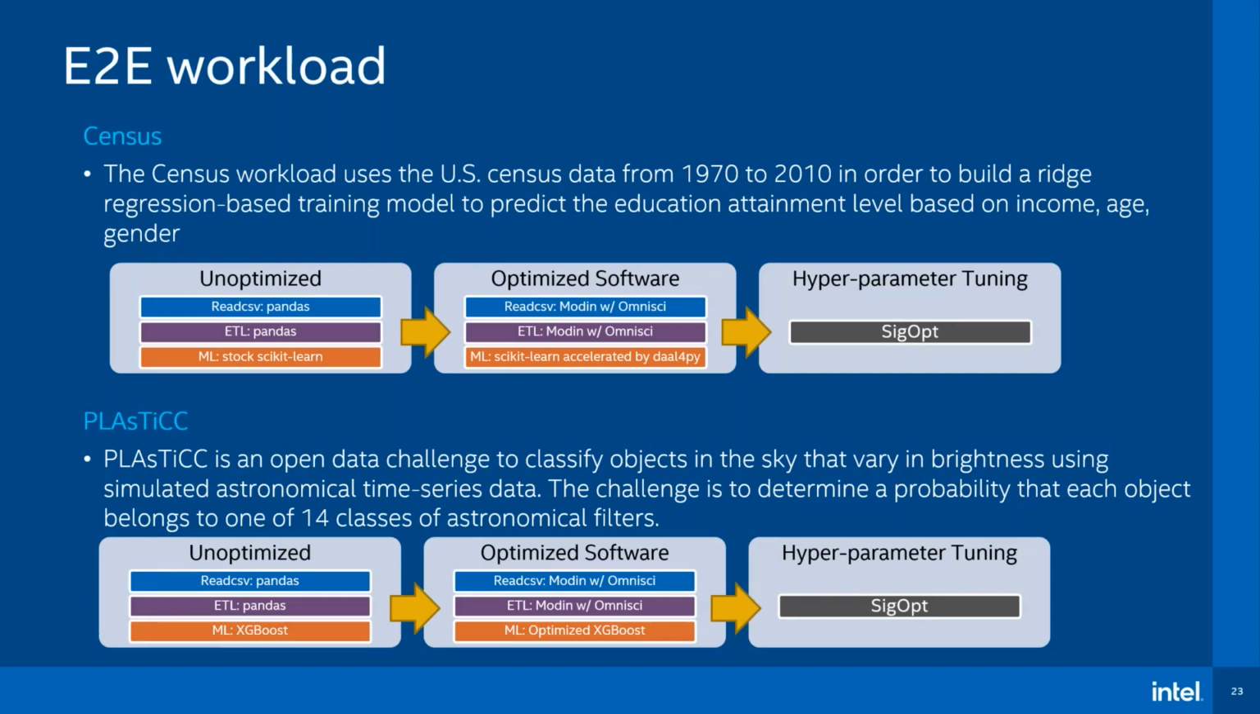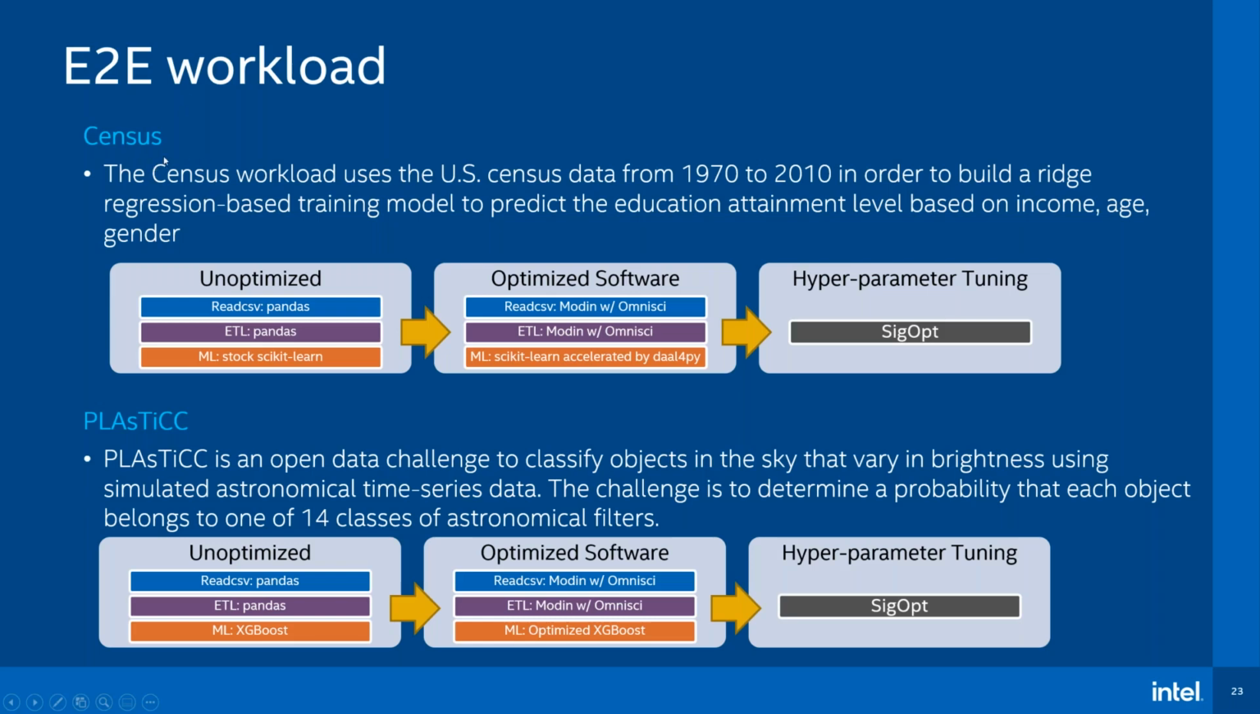By end-to-end workload, it means code that encompasses the entire machine learning pipeline, from ingesting the input dataset into data frames, manipulating, transforming, and processing it, and using it to train the model, make predictions, and calculate the accuracy of those predictions. So here I'll present two such end-to-end workloads, Census and PLAsTiCC, as examples to demonstrate efficient AI pipelines and showcase possible speedup from the Intel optimized libraries and hyperparameter tuning.